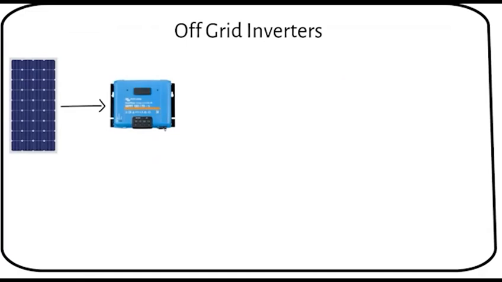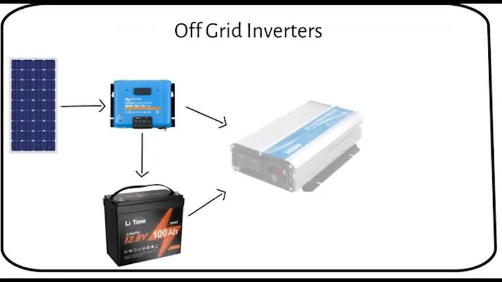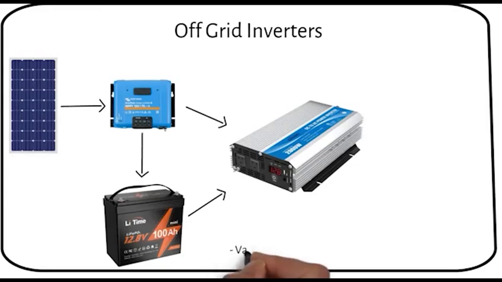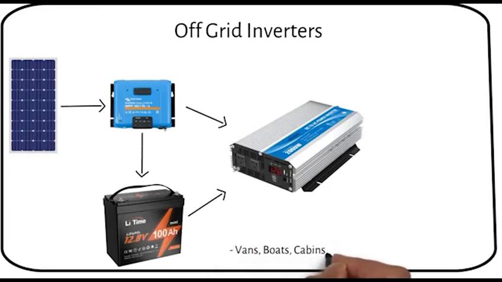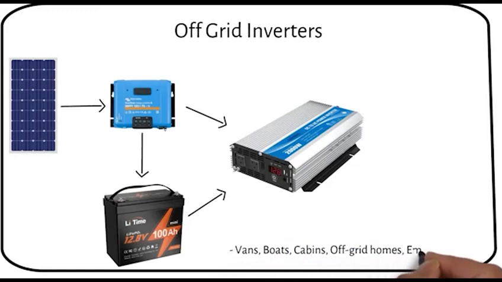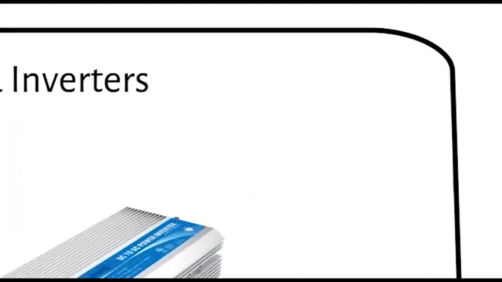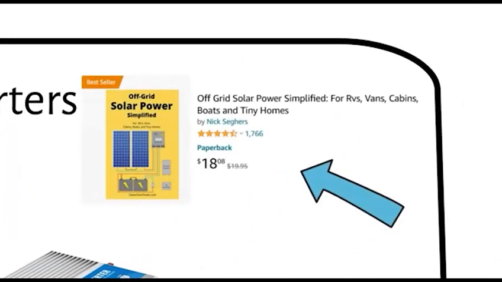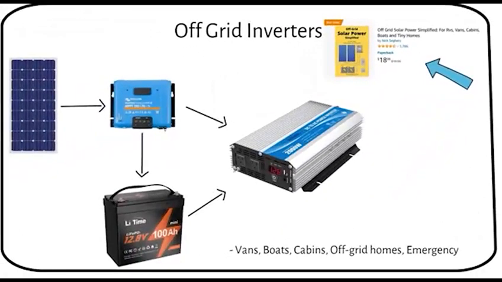An off-grid inverter differs from other types because it draws power from batteries, or a combination of batteries and solar panels. These inverters are crucial for systems that operate independently of the grid, generating their own AC power. They're ideal for use in situations like vans, boats, remote cabins, off-grid homes, or as an emergency backup power when the grid fails. I discuss these more extensively in my book about off-grid solar power. Off-grid inverters are central to standalone systems, providing the freedom to generate and use power without reliance on the grid.